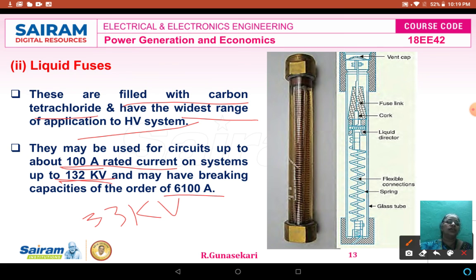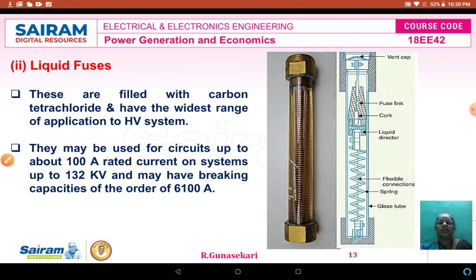You see the image of the liquid fuse. What components are inside? Vent cap, this is the fuse link, this is the cork, this is the liquid director. The zigzag one is the flexible connection, this is the spring, this is the glass tube. These are the components of the liquid fuses, for your understanding purpose only.